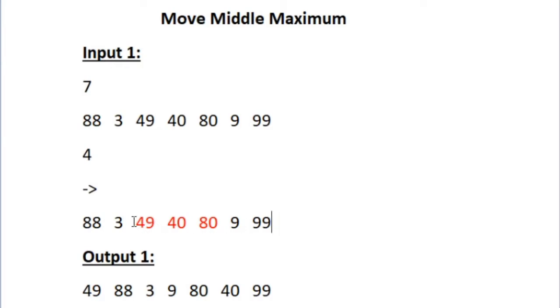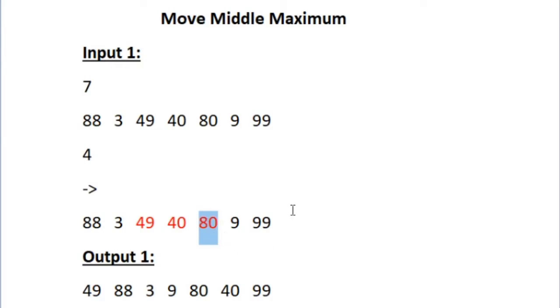So they would be present at the index n by 2 minus 1, and then n by 2, and then n by 2 plus 1. So the integers present at these 3 indices would be the middle 3 integers out of those n integers. So here the integers present at these indices are 49, 40 and 80.